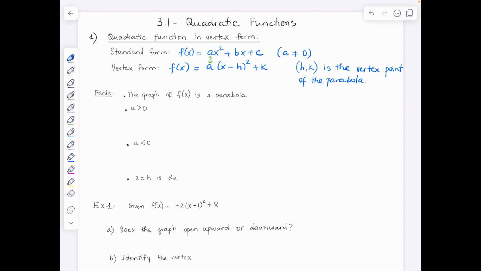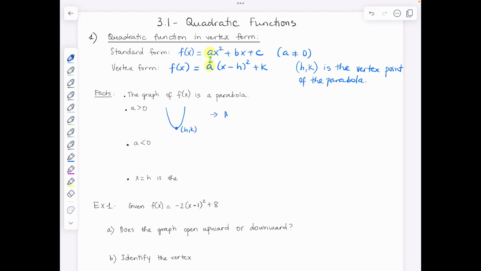Okay, so let's look at a few facts. The graph of a quadratic function is always a parabola, but a parabola can open upward or downward, and that all depends on the value a. If a, the constant a, which we mentioned earlier, is a positive number, then you should expect the parabola to open upward. And with the parabola being open upward, we should have a minimum value. The vertex would be at the bottom. And this point is the point (h, k).